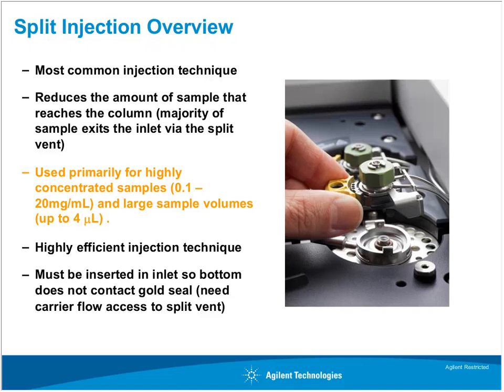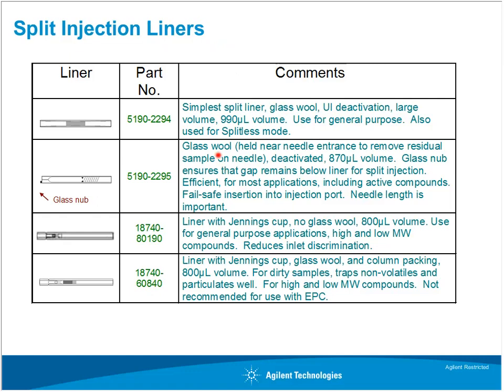And with that, there's something key with the inlet liner. It must be inserted so that it actually floats off the bottom of the liner, or excuse me, off the gold seal. So with that, I believe it's on this next slide, with our standard, and this is like the most commonly used split liner, there's a little nub on the bottom of the liner, and that's there to help keep it off the gold seal and help facilitate that split flow through the inlet liner, up and around and back out the split vent.